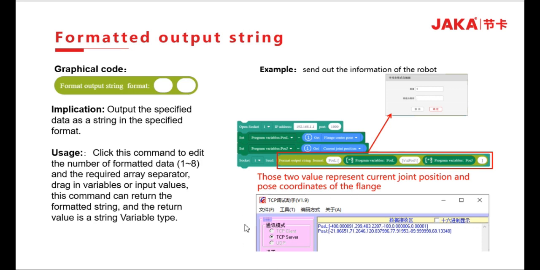At the end, on the result window, we can see that the position of the end flange and the position of the joint are clear.